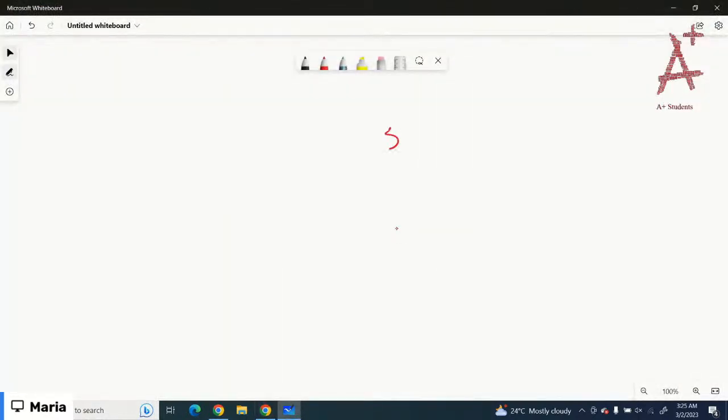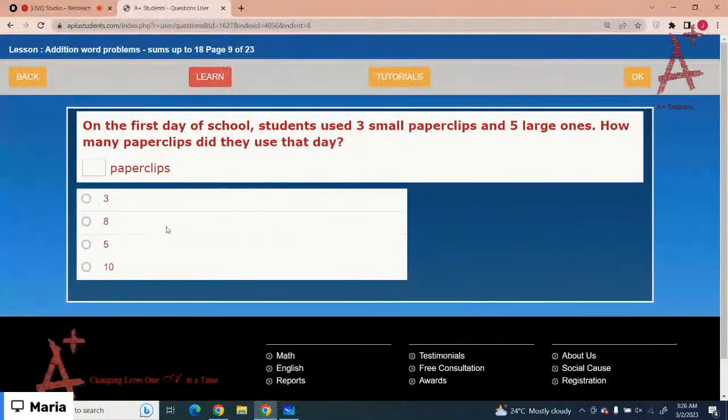So start with 5 and count up 3. So 5 plus 3 makes 5, 6, 7, 8. So 5 plus 3 makes 8. Got it? So the correct option is 8. So just select the correct option, then click on the OK button. 5 plus 3 makes 8. That means the total paper clips used on that day are 8.